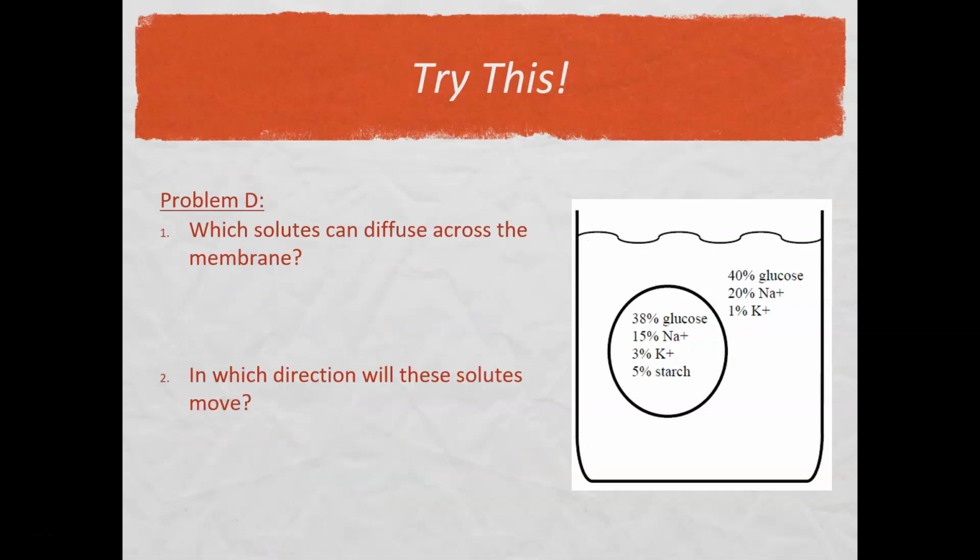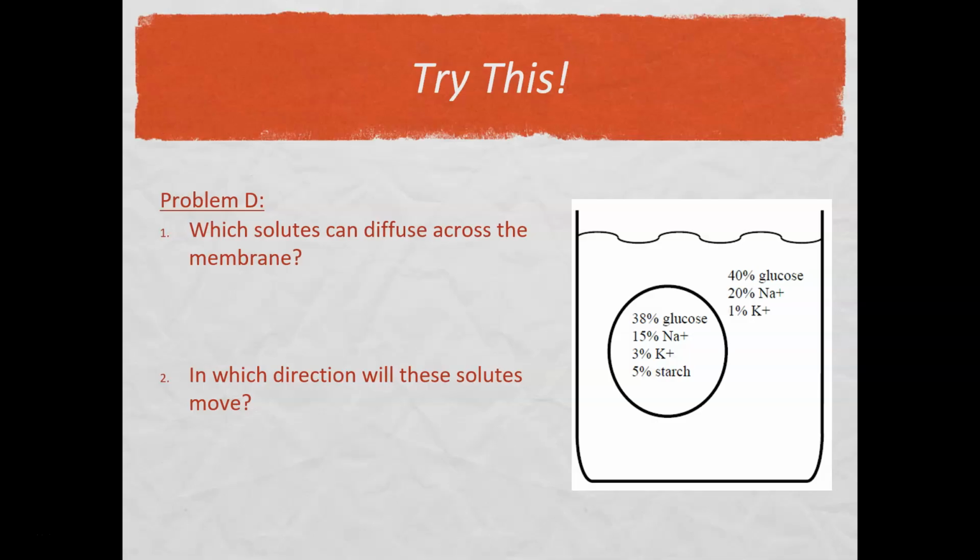All right, let's take a look at problem set D. So I'm told 38% glucose, 15% sodium, 3% potassium, 5% starch. That's all in my cells. Outside my cells, I've got 40% glucose, 20% sodium, 1% potassium. So first question just is, which solutes are capable of crossing? Which of these materials are able to go across my membrane?